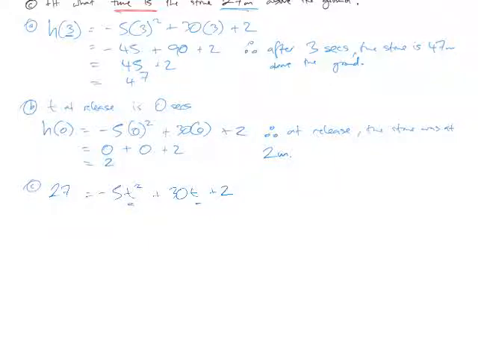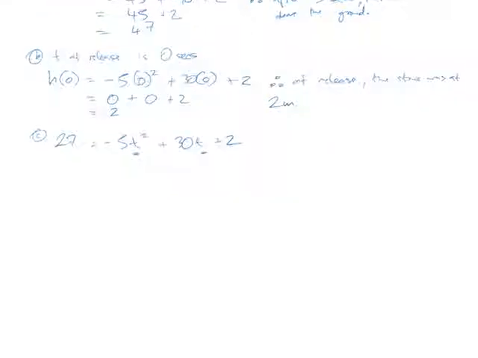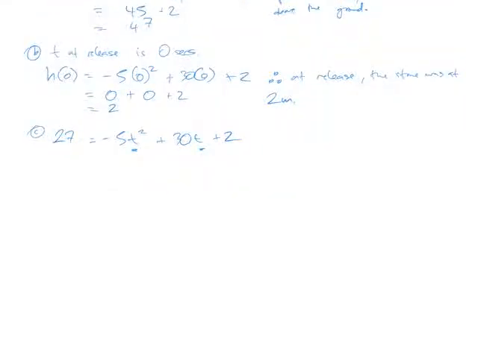Alright. So we need to solve this using our techniques from before. I'm going to rearrange it. I'm going to put everything on the left hand side that is on the right, so negative 5t squared plus 30t plus 2 is equal to 27, so I just switched them around.